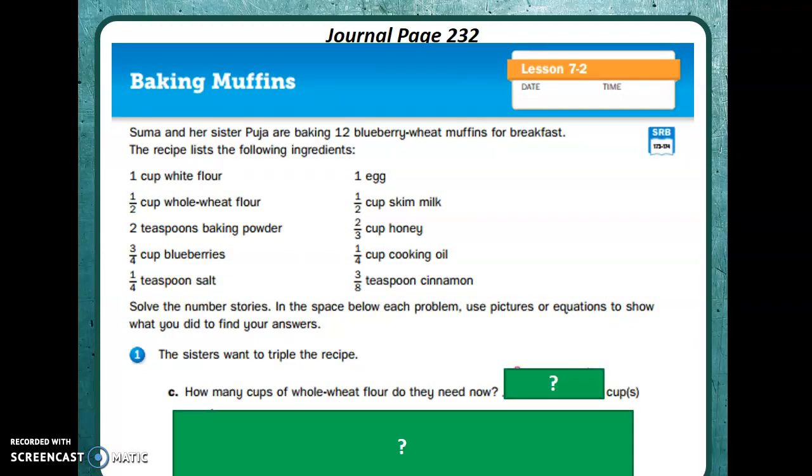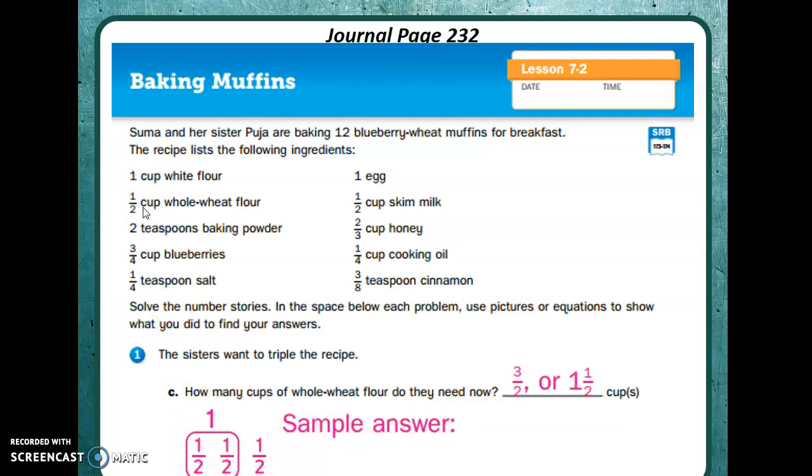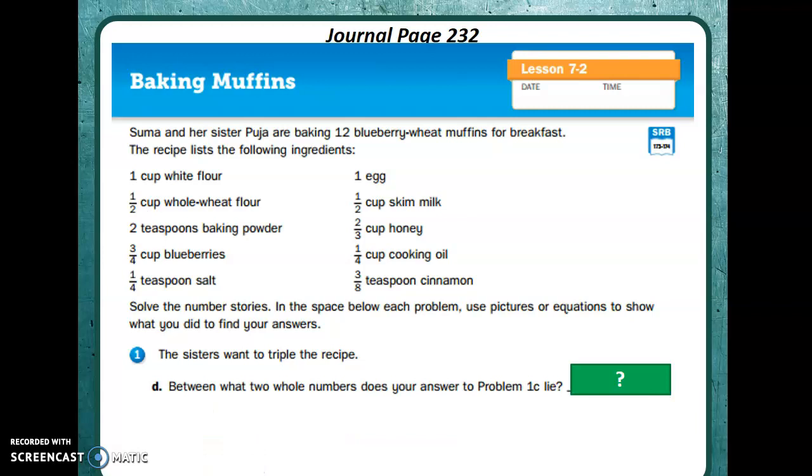C, how many cups of whole wheat flour do they now need? 1/2 cup times 3 gives us 1 1/2 cups. And D, between what two whole numbers does your answer to problem 1C lie? And it should be between 1 and 2.